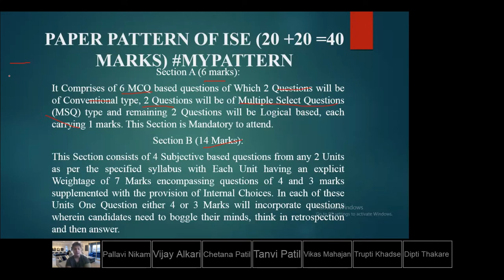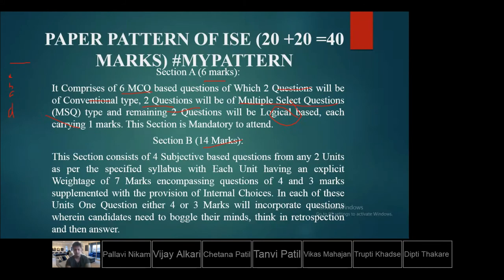The remaining two questions will be logic based. For example, consider the following statements. I will give two statements to you, statement one and statement two, and you decide which is true and which is false. Logical based questions will also be there, the remaining two questions. In this way, the six MCQs will be divided: two, two, two, for 6 marks.